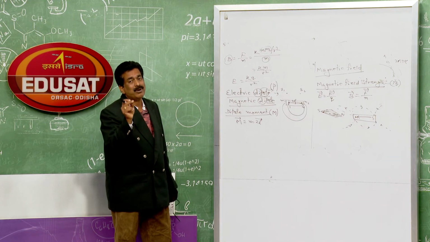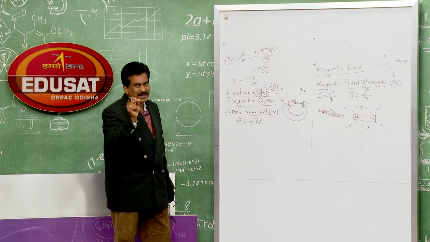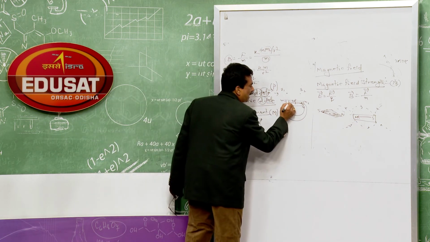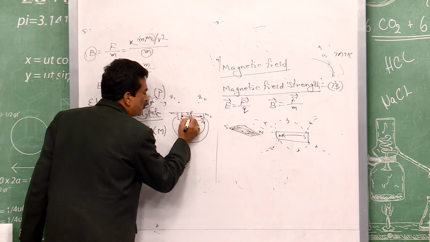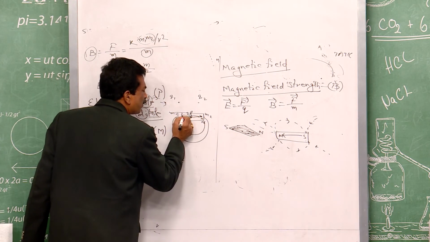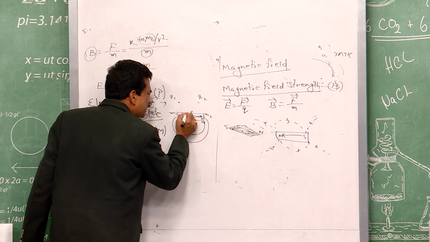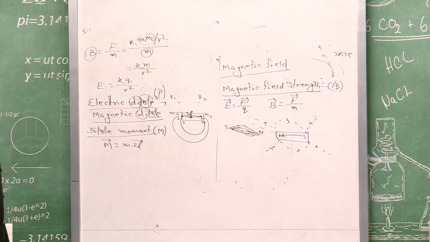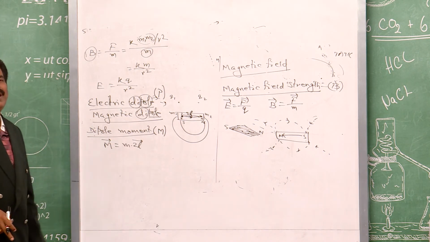This means the dipole moment is directed from the south pole to the north pole. You see, it is directed from the south pole to the north pole. From south to north, that distance is nothing but the length, and over that length it is directed, meaning it has a vectorial direction. So, we have taken that as the L vector.